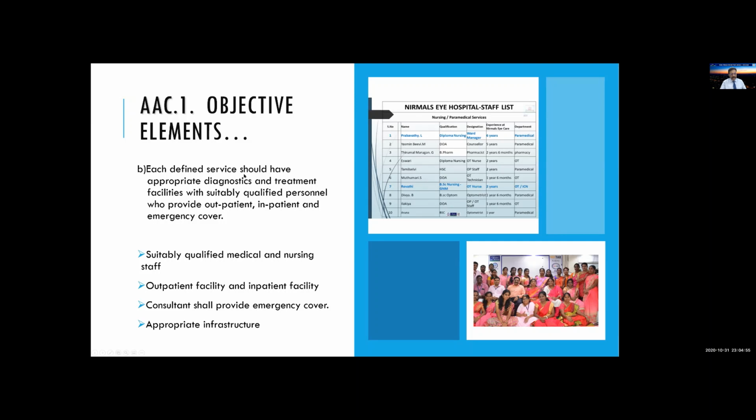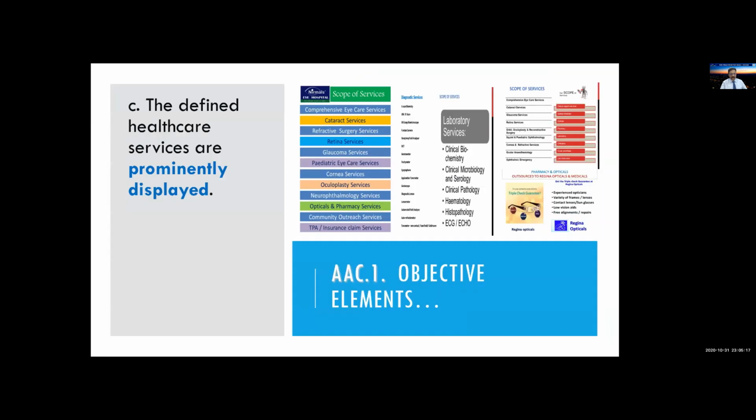So these are essential qualifications for a particular cadre like doctor or nursing. You also need to have outpatient as well as inpatient facilities to provide, for example, retina care or pediatric ophthalmology care, where you need to have anesthesia services as well as recovery services. So you need to have appropriate infrastructure for the scope of services.